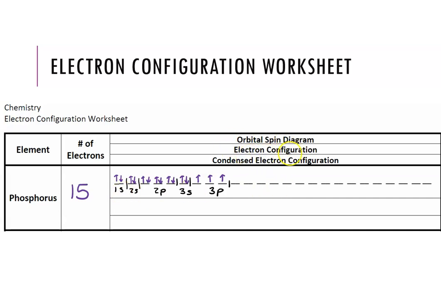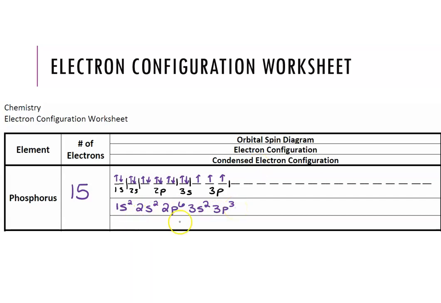The second line is the electron configuration. So this is where I don't need to do the arrows. I just write the sublevel, and then I write the number of electrons in that sublevel. So 1s has 2, 2s has 2, 2p has 6, 3s has 2, and 3p has 3. So remember that each of these exponents has to add up to the total number of electrons. 2, 4, 10, 12, 13, 14, 15.